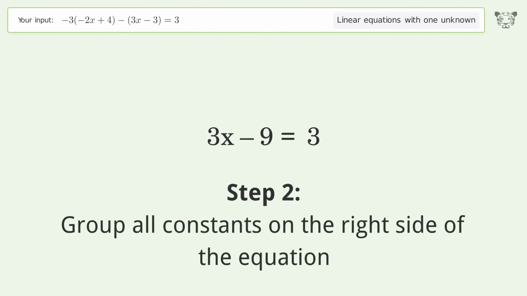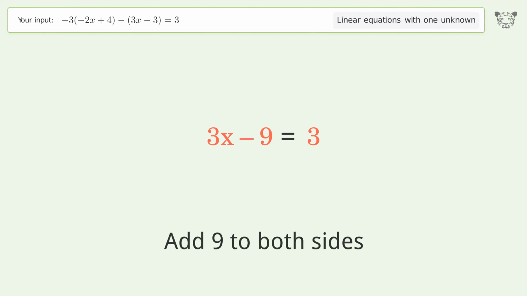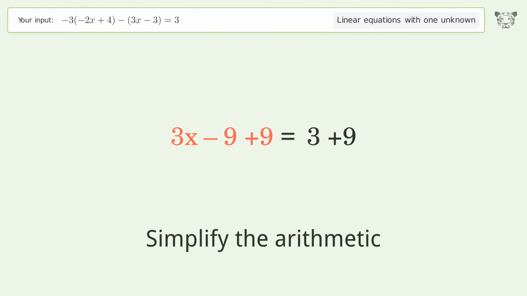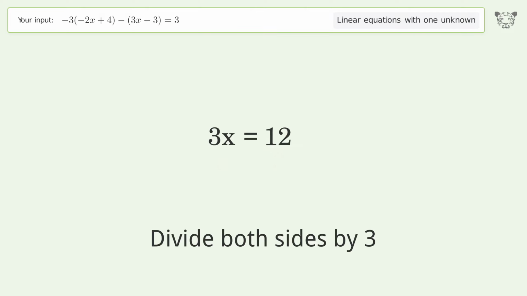Group all constants on the right side of the equation. Add 9 to both sides. Simplify the arithmetic. Isolate the x. Divide both sides by 3.